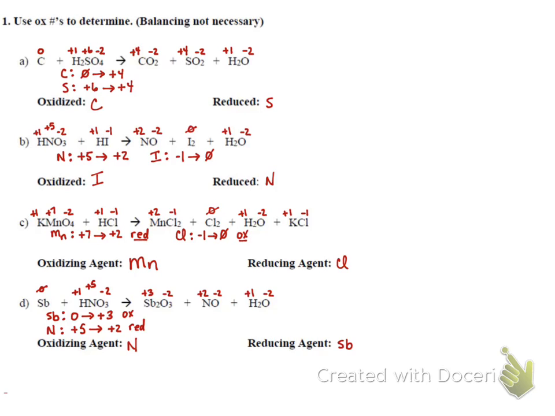Okay, so for B, the only elements that change are nitrogen goes from +5 to +2, so it gets reduced. Iodide goes from -1 to 0, so it gets oxidized. And for C, manganese goes from +7 to +2. Because it is reduced, it is the oxidizing agent. And then chlorine, which goes from -1 to 0, gets oxidized, so it is the reducing agent. Do the same for D.